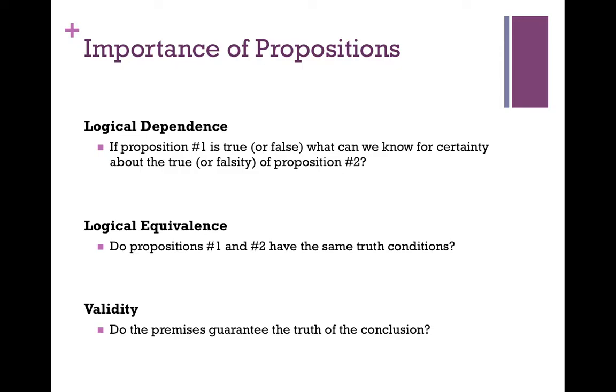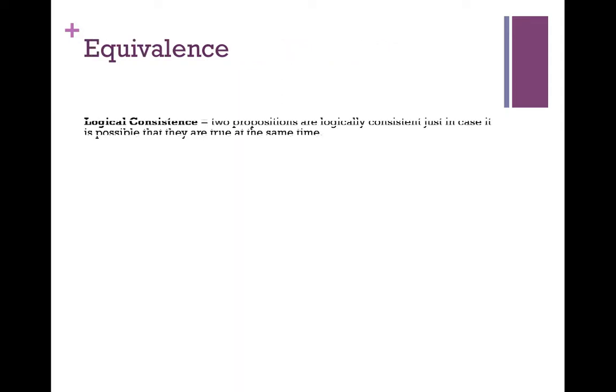In order to understand logical equivalence, we're going to have to distinguish it from a few other related logical relationships. One thing we have to distinguish it from is what we call logical consistency. We've already looked at logical consistency. I don't know if we called it that in the previous lecture, but two propositions are logically consistent just in case it is possible that they are true at the same time.